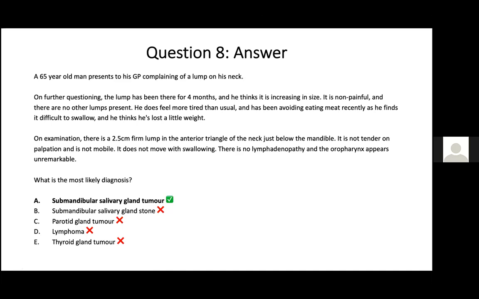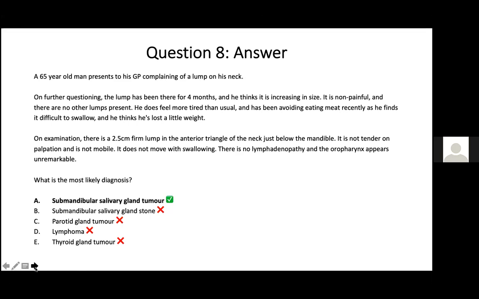Looking at the other answers there, B, a submandibular salivary gland stone. Yep, that might well present as a swollen salivary gland. It's usually more painful, and it's particularly painful on eating, and it doesn't tend to cause things like weight loss. So I'm not convinced it's a salivary gland stone.